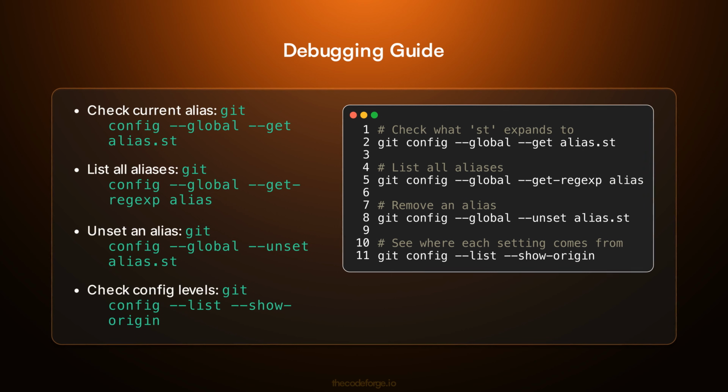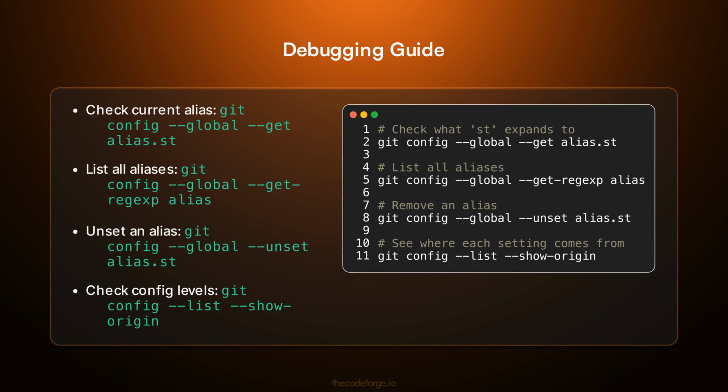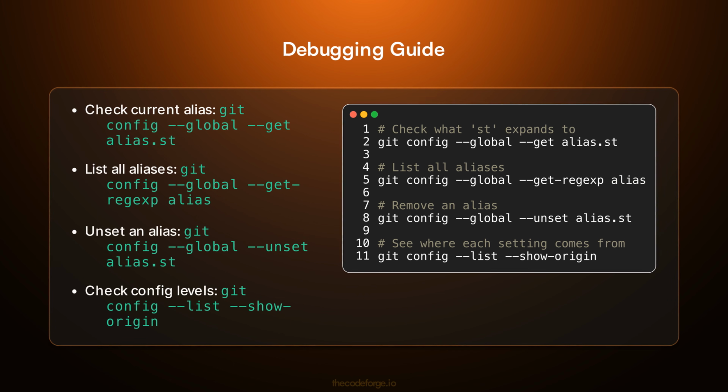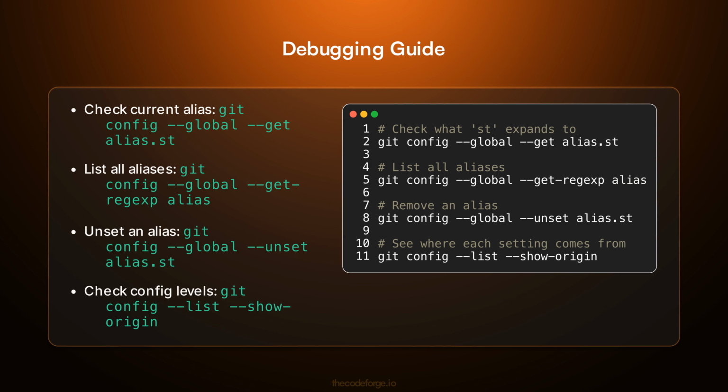To debug alias issues, first check what an alias expands to with git config --global --get alias.st. List all aliases with git config --global --get-regexp alias. To remove a problematic alias, use git config --global --unset alias.st. And to see which config file a setting comes from, use git config --list --show-origin.